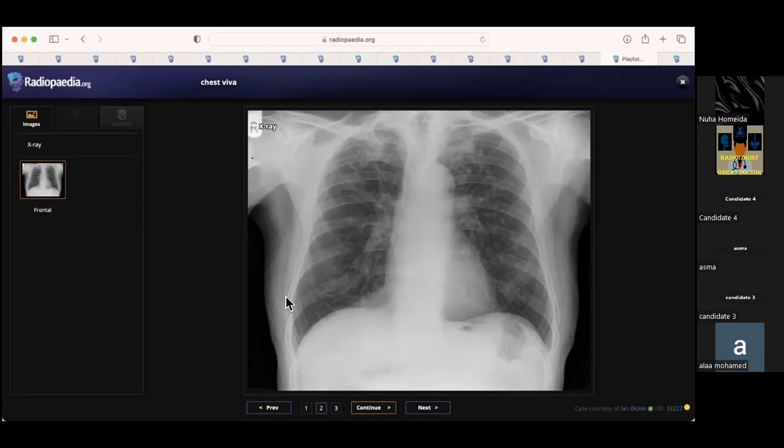I can see that there is multiple nodular or reticulonodular shadowing seen in both lungs. The lung volumes appear maintained. There is no evidence of pneumothorax, pneumomediastinum, or pneumoperitoneum in this study. There is no pleural effusion. The cardiac shadow appears normal, no cardiomegaly. Also, I cannot appreciate any retrocardiac shadow. There is no hilar enlargement.